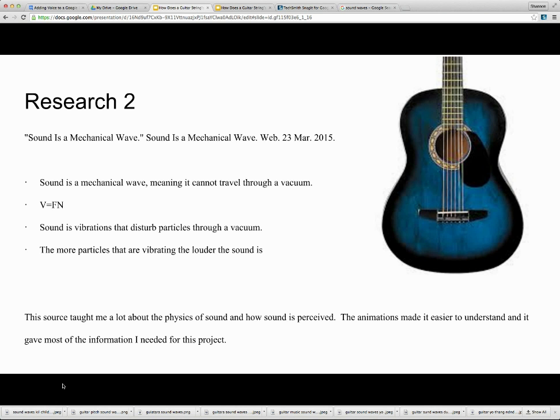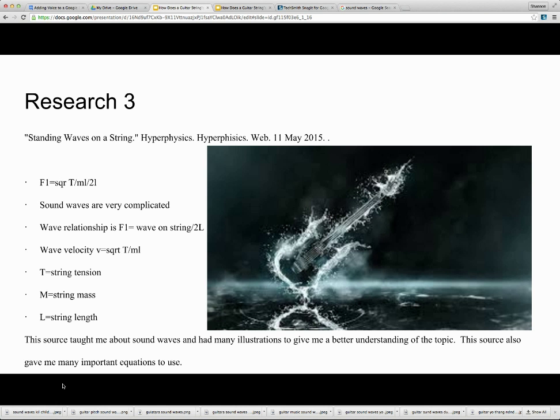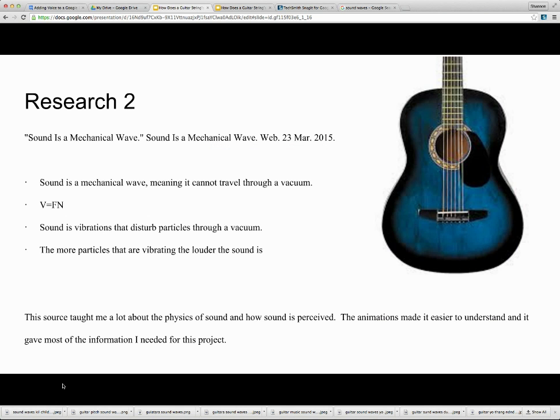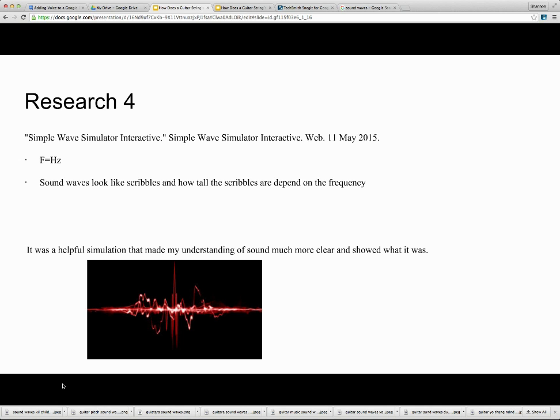Here's research 2. Research 3, even more exciting. This one taught me a lot of the equations and some of the other things. Research 4. This one was kind of a simulation that helped show more about sound waves.